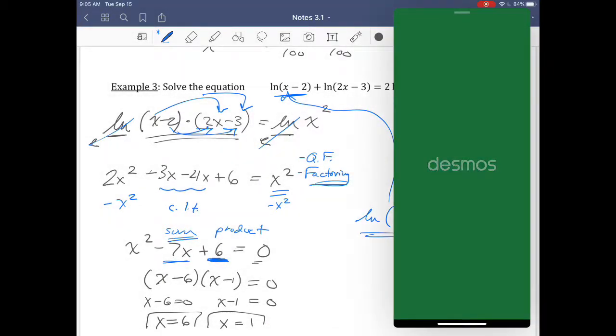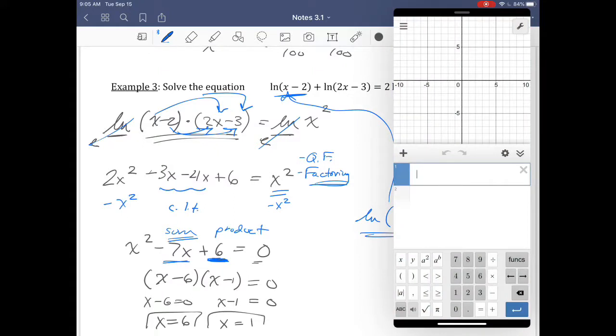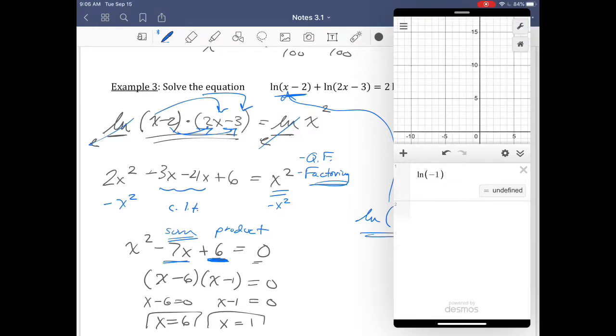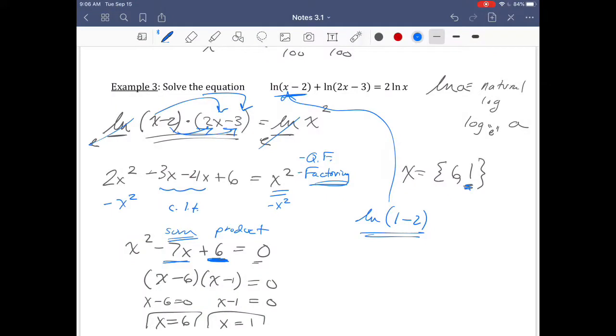So what we had here is 1 minus 2, which is negative 1. What happens if you try to take the log of a negative number? It is undefined. Taking the log of a negative number is not something that's in the domain. So x equals 1 in this particular case is said to be extraneous. So x equals 6 is our only solution in this particular case.